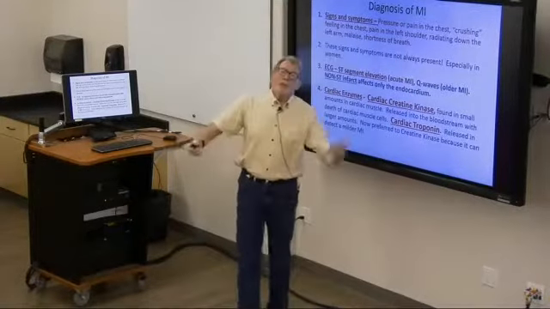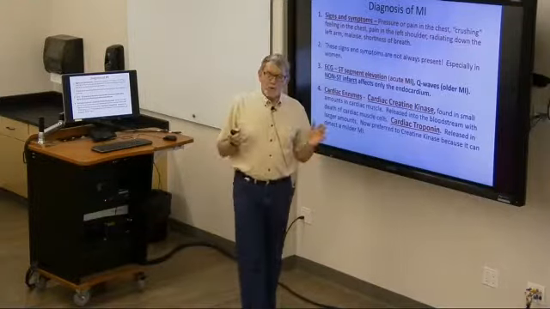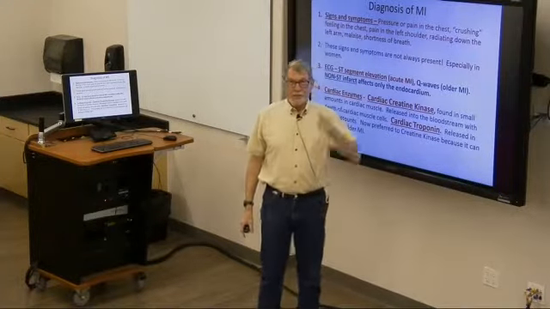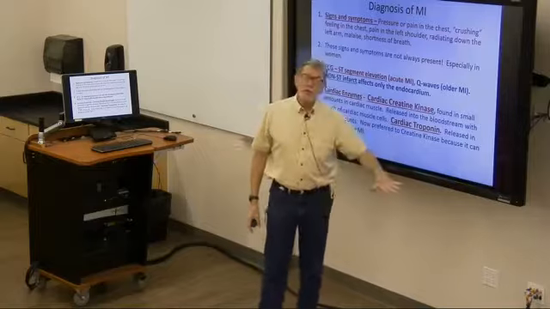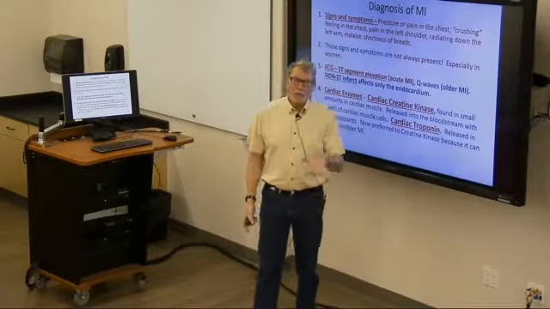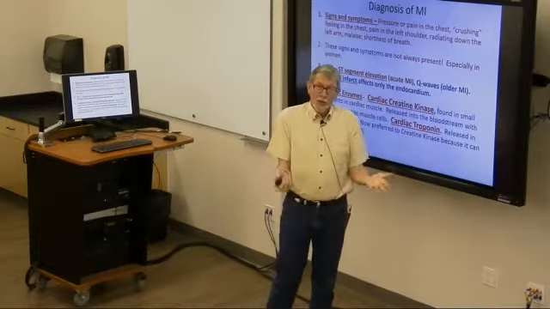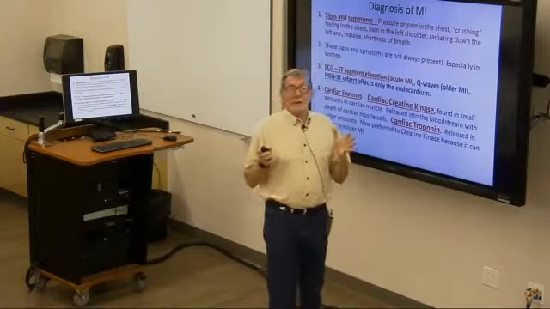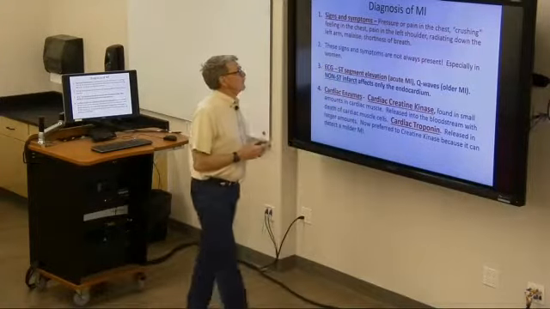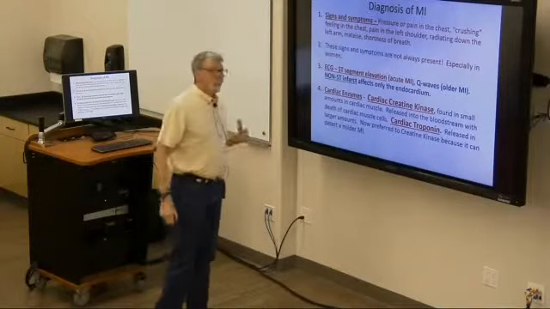So how do you know somebody's having a heart attack? Well, electrocardiography is a good way to see it. ST segment depression means you're having ischemia, not enough oxygen to some part of your muscle. ST segment elevation means you're having an acute heart attack. You're having a heart attack right now. So that's one way. Chest pain.